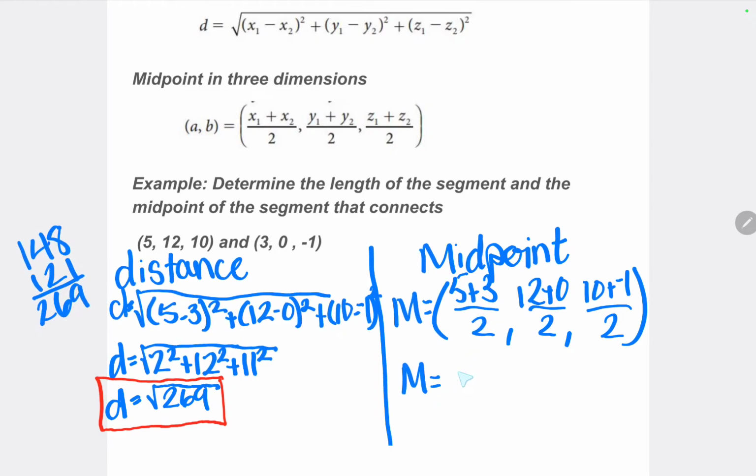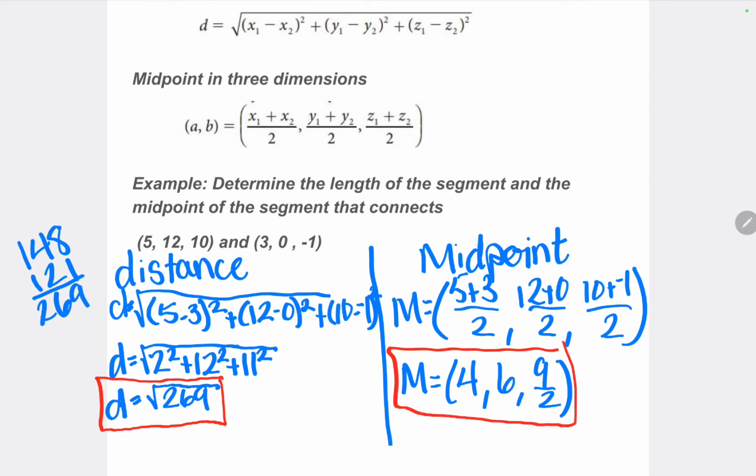So 5 plus 3 is 8, divided by 2 is 4. 12 plus 0 is 12, divided by 2 is 6. And 10 plus negative 1 divided by 2 is 9/2. And that would be the midpoint of that segment. We can obviously extend this into more dimensions if needed, but it doesn't necessarily make sense because we, especially ourselves, will not be working in those higher dimensions.